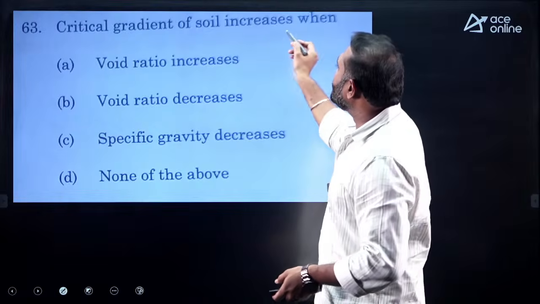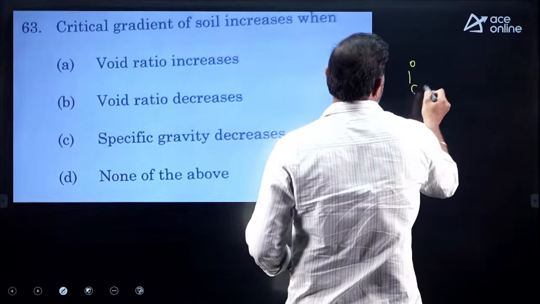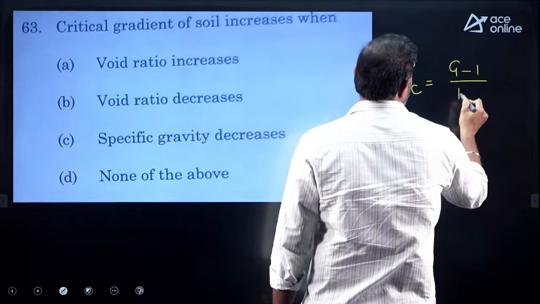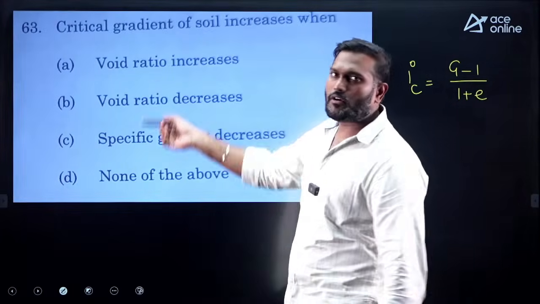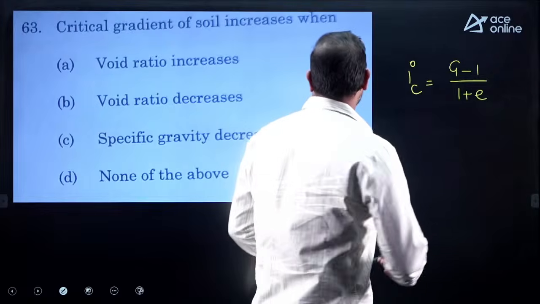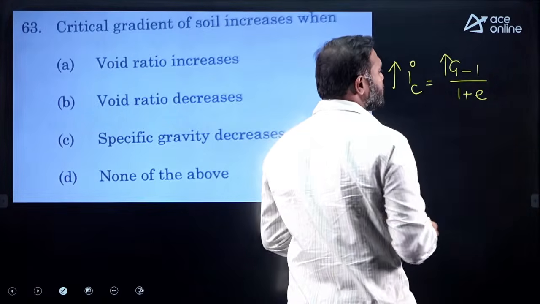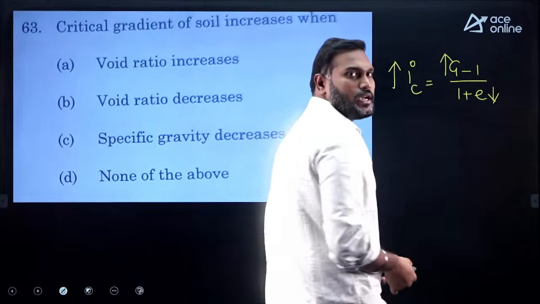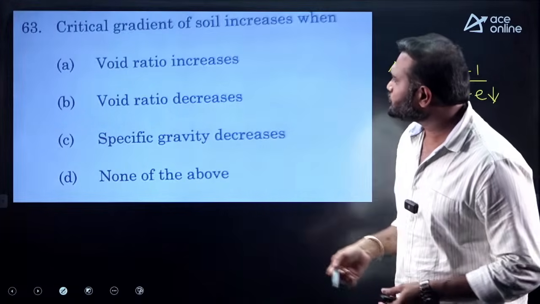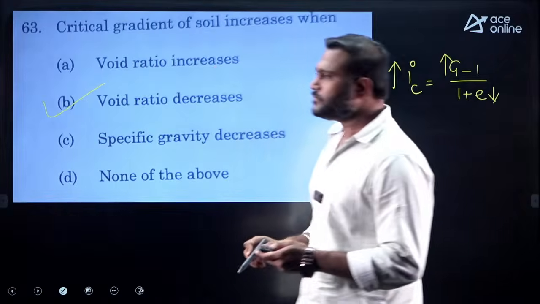critical hydraulic gradient of a soil increases when? So what is the critical hydraulic gradient? i_c is equal to (G minus 1) by (1 plus e). If you see, the options were given with respect to the void ratio and specific gravity. So the critical hydraulic gradient increases either if the specific gravity increases or the void ratio decreases. So from the given options, the void ratio decrease, option B.